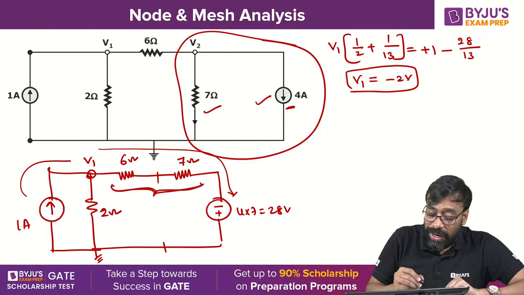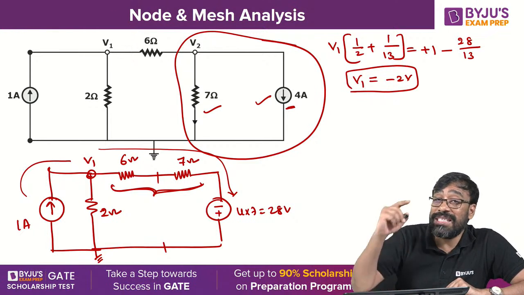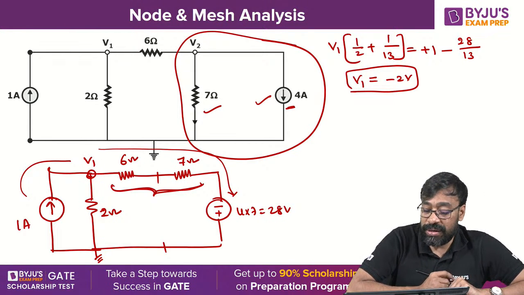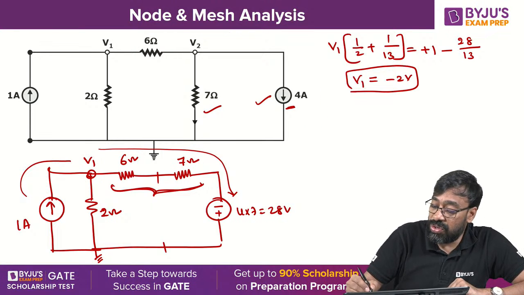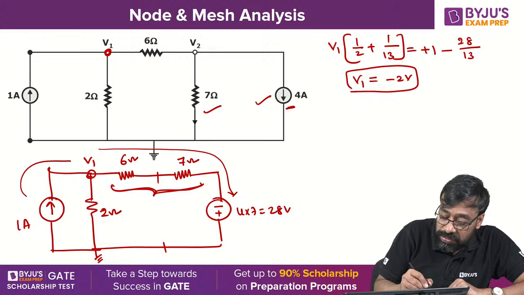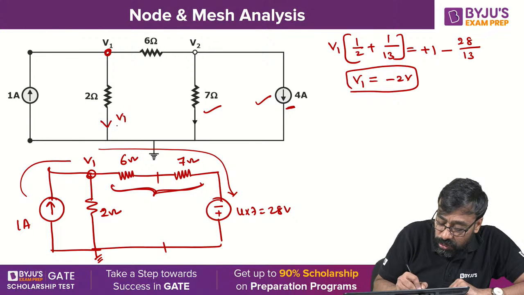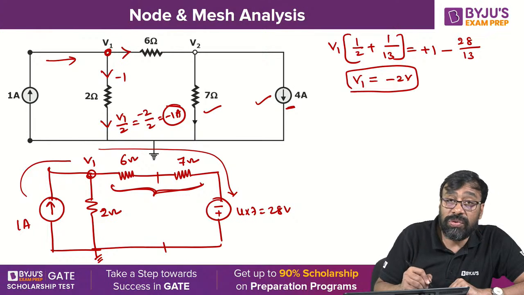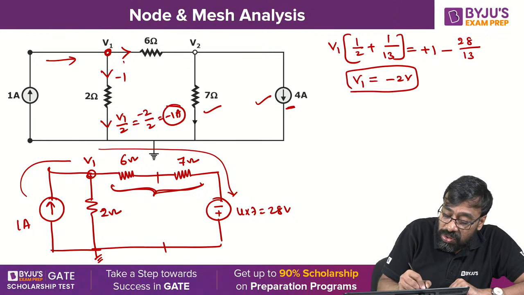You understand, all of you? Once you get V1, you are supposed to find V2 also. How do you get that? When you got V1 equal to minus 2, go back to the original circuit here. V1 is minus 2 volts. V1 by 2, minus 2 by 2, is nothing but minus 1 ampere. This is already 1 ampere. 1 ampere is entering, minus 1 is leaving here. Then what is the remaining current flowing here? 1 minus of minus 1, that is 2 ampere.